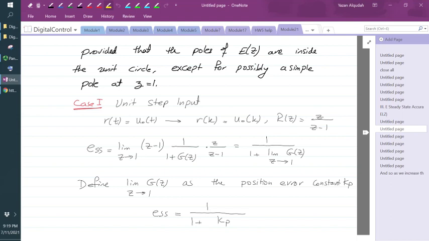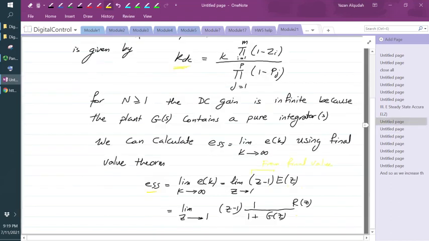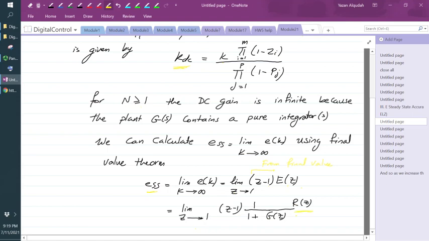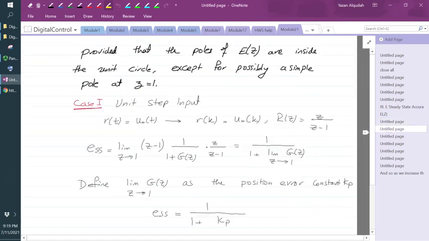So if we have poles that are outside the unit circle, this means the system is unstable and therefore the final value is not going to exist. And therefore we have to make sure that all the poles of E of z are inside the unit circle. Okay, so let's see what happens, since we got this expression for the steady state error in terms of R of z. Let's see what the steady state error is going to equal for different R of z. So the first case we're going to look at is when we have a unit step input.